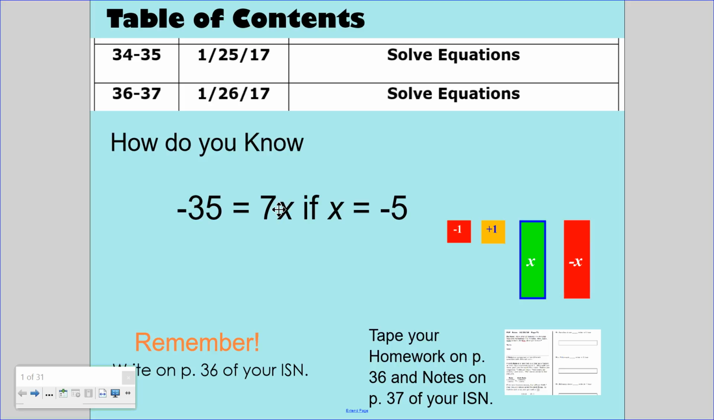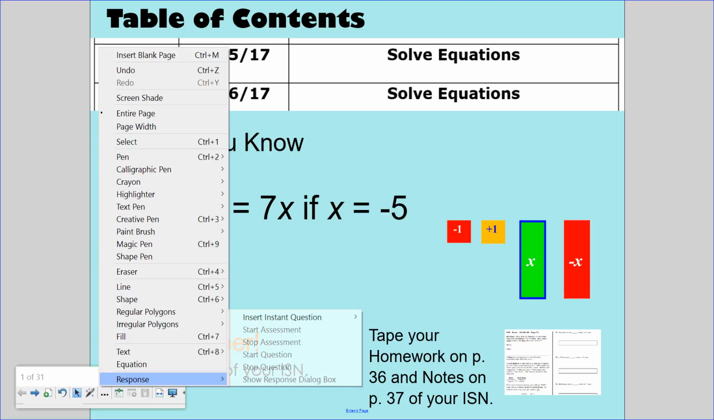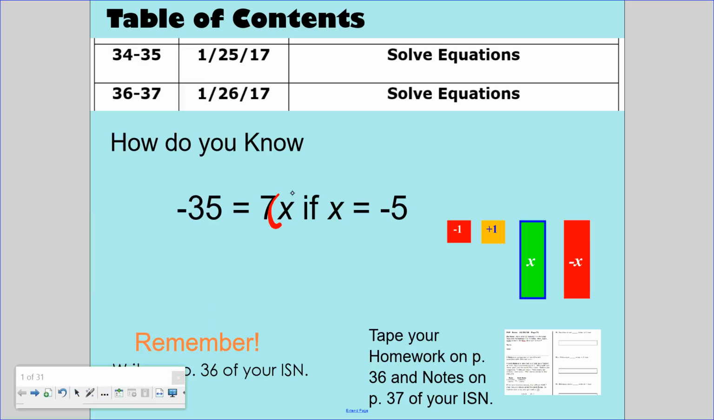So we know that this represents multiplication. What is the inverse? I need the inverse operation of multiply by 7. Divide by 7. So this cancels out. 35 negatives divided into 7 groups. That would be 5 negatives for each group.